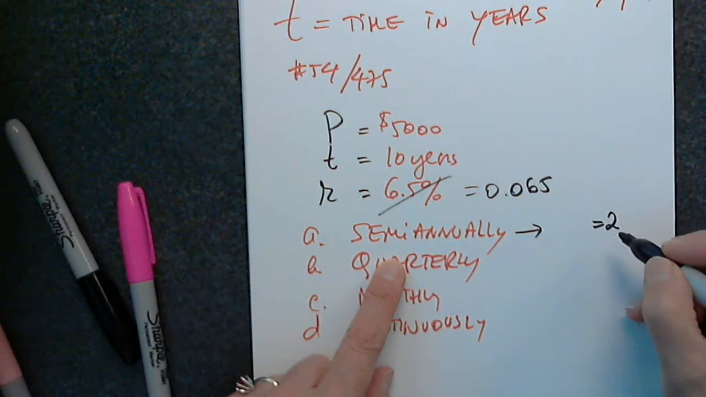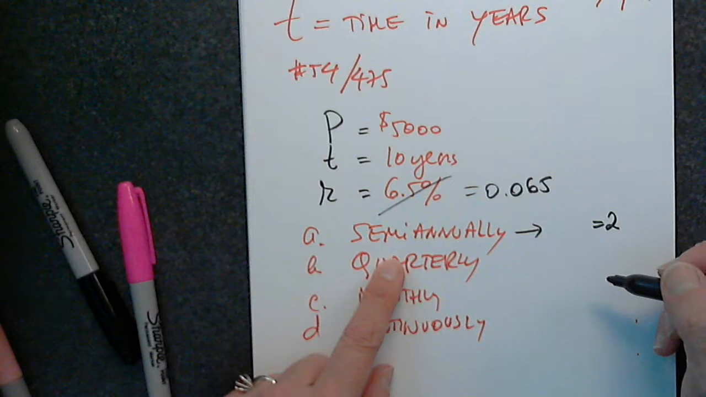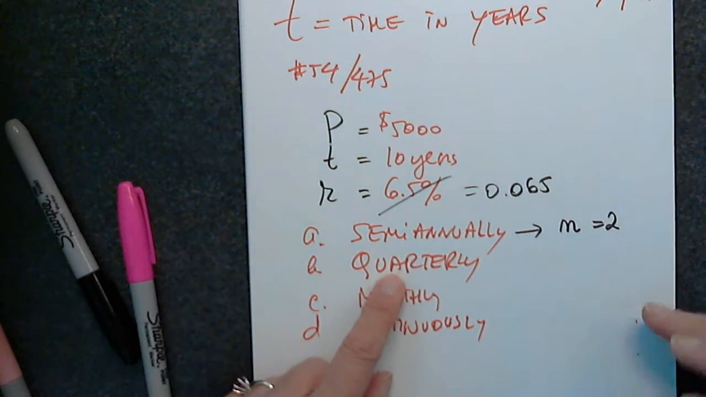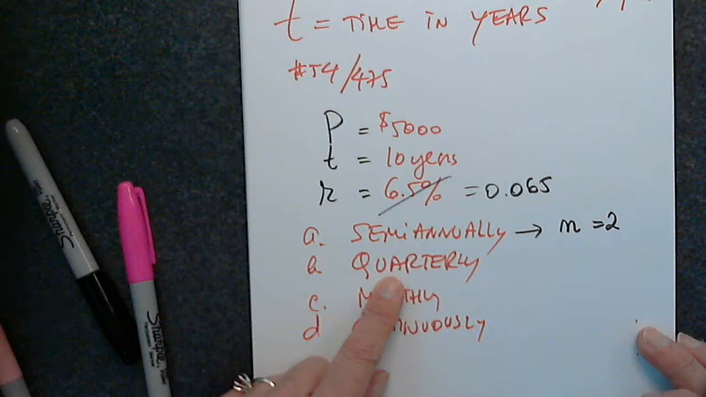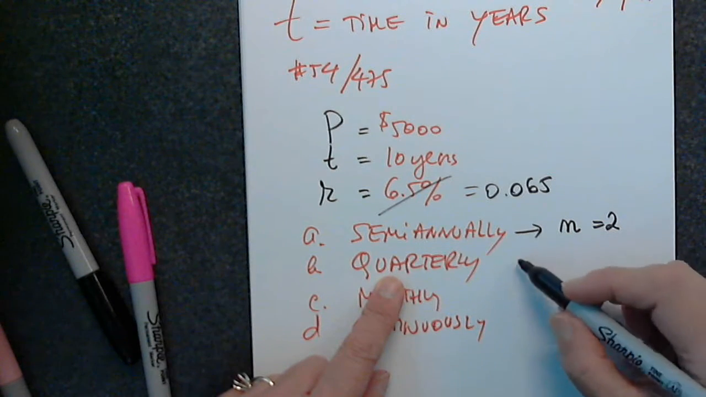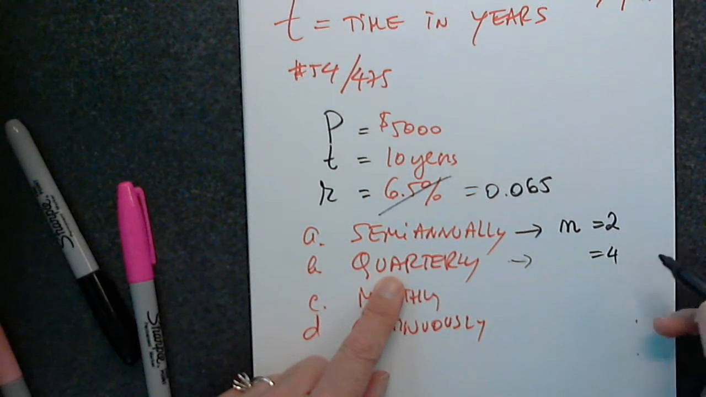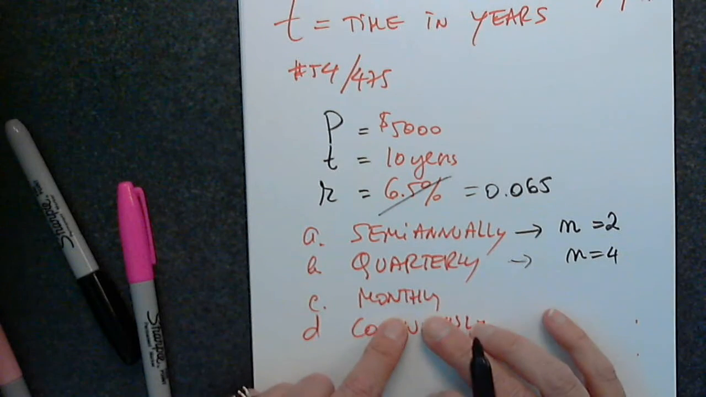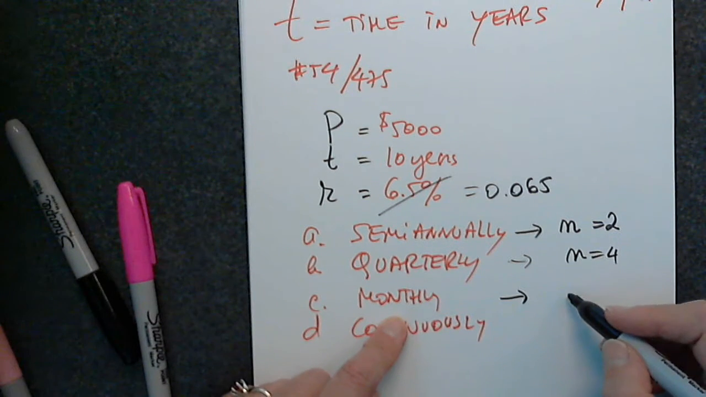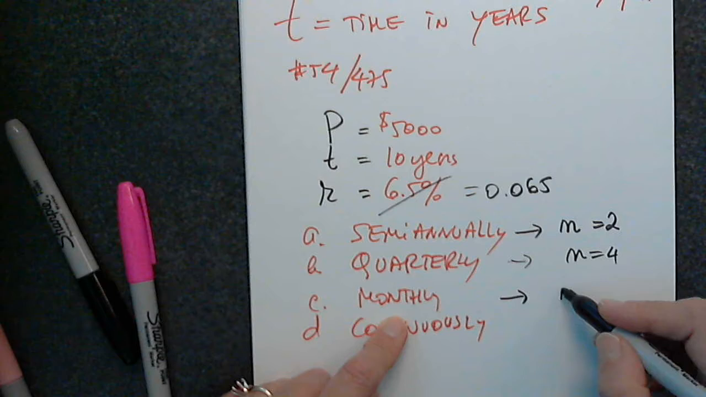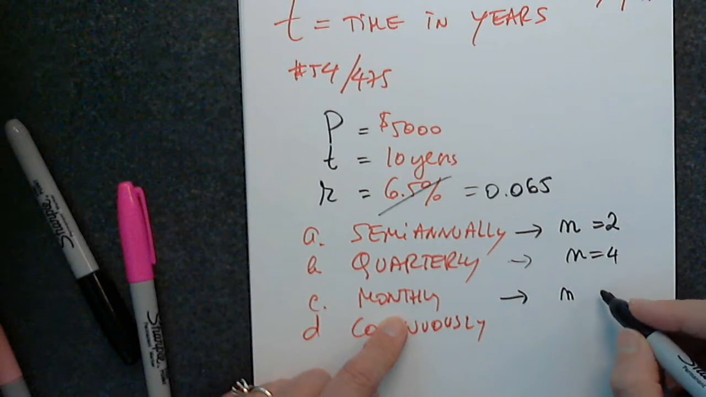For which letter? Very good. For n. Great job. Quarterly. Very good. What is it for? Very good. Monthly. 12. But I cannot just write 12. I have to write n equals 12, correct?